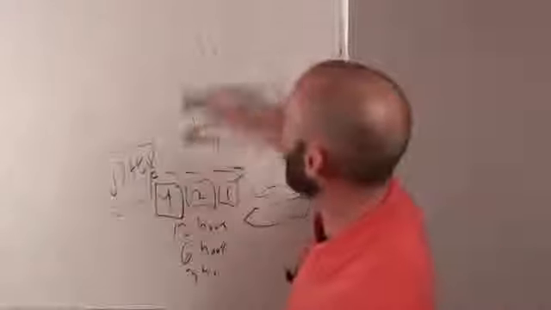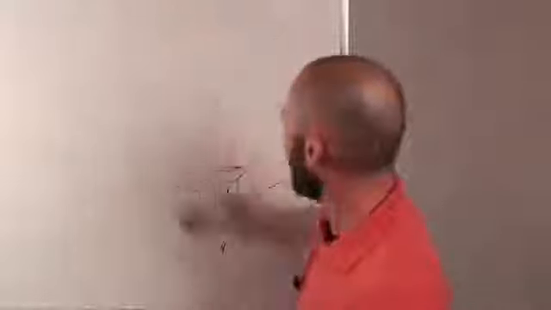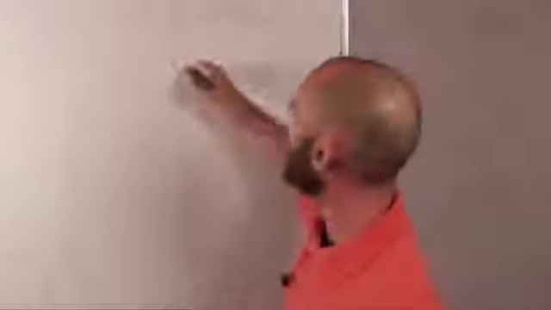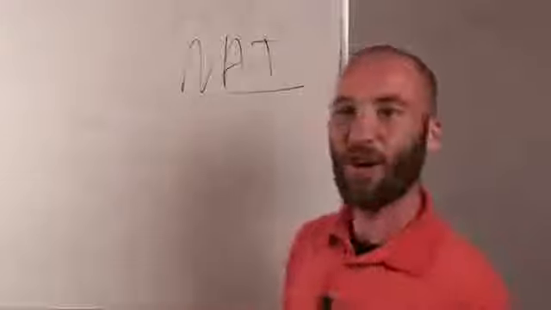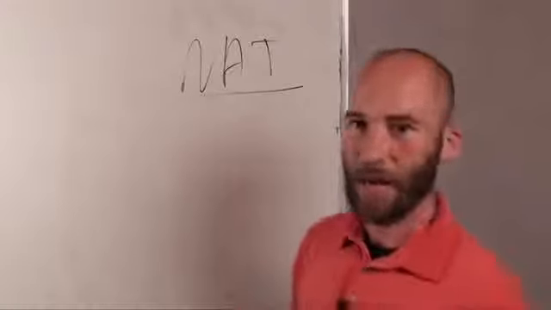Now, the final thing that you should understand. So we've talked about DHCP, we've talked about DNS, we've talked about default gateways and all that. The last thing that you should understand is something called network address translation. It's called NAT. You will hear about NAT a lot.